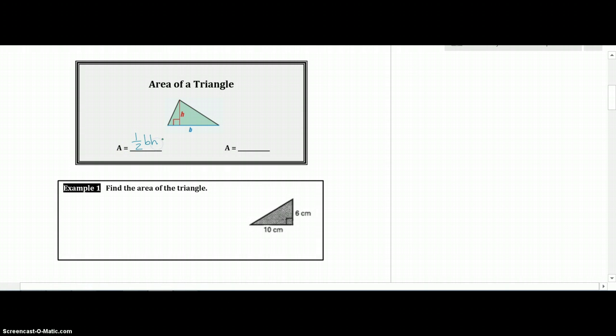Okay, so with that said, we have the area formula for a triangle, and the area formula is 1/2 base times height. Now some people like to write it as base times height divided by 2, and that is the same thing. You can do either way because multiplying by 1/2 or dividing by 2 is the same thing.